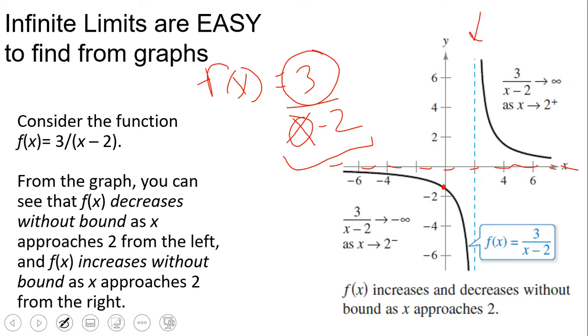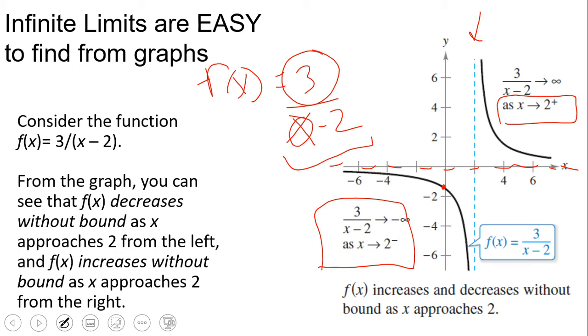Once you have the graph in front of you, wherever the vertical asymptote is, which in this case is 2, you might be asked to find a limit there. So the first limit you might be asked to find is what happens as x approaches 2 from the negative side. And the second thing you might be asked is what happens as x approaches 2 from the positive side.